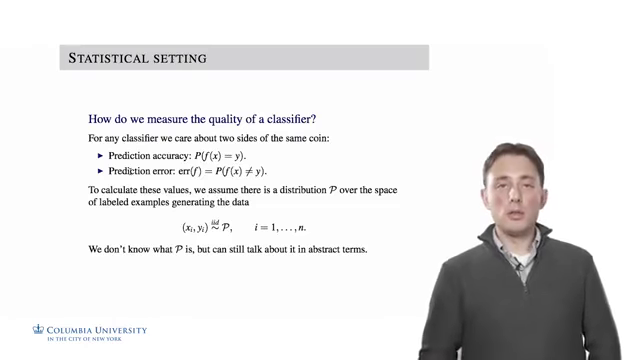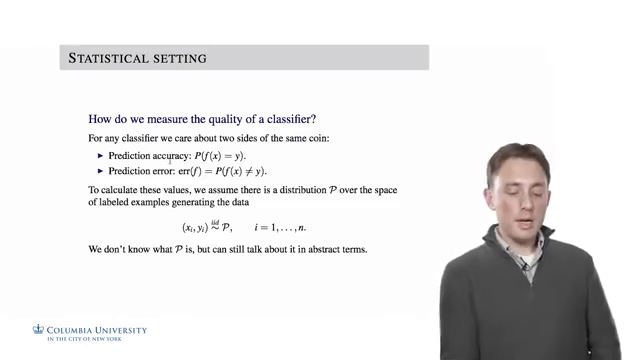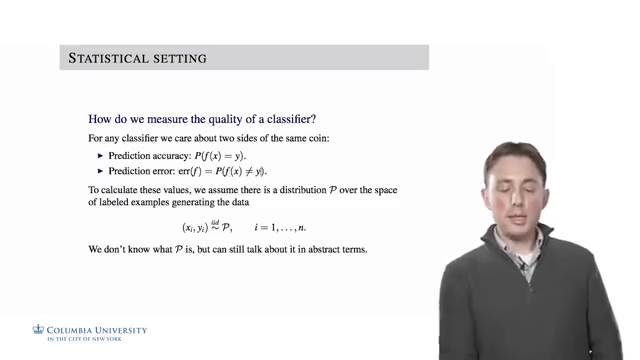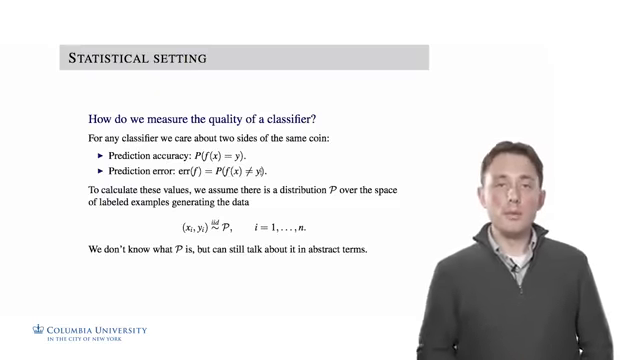Similarly, we could care about the prediction error. So we want to maximize the prediction accuracy. The prediction error is just the probability that we get it wrong. And so we want to minimize that.